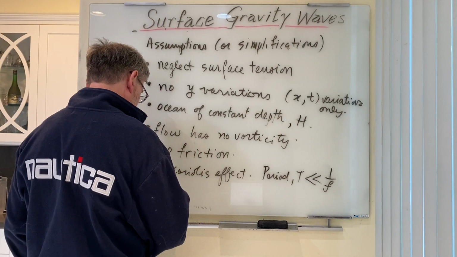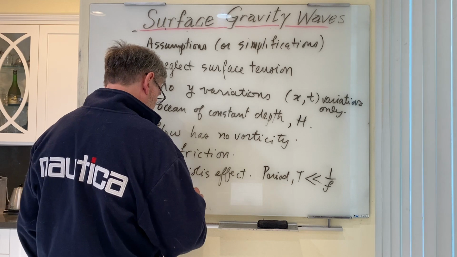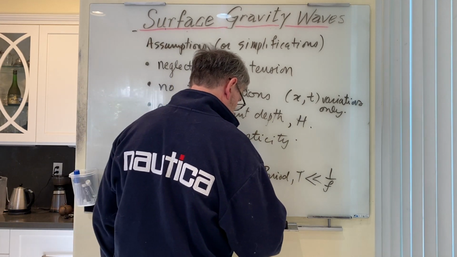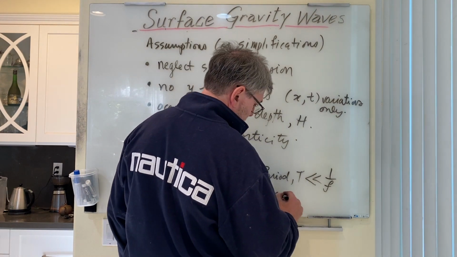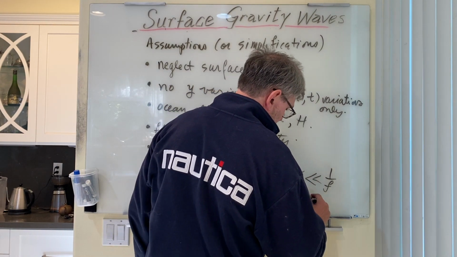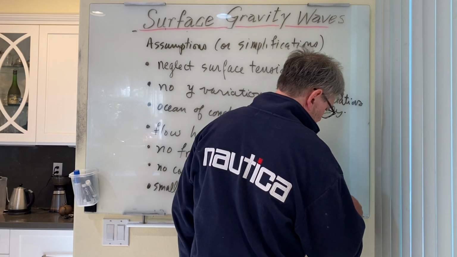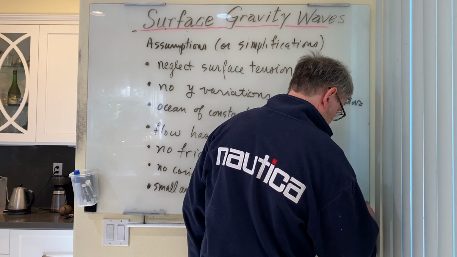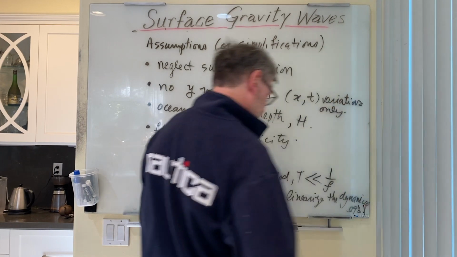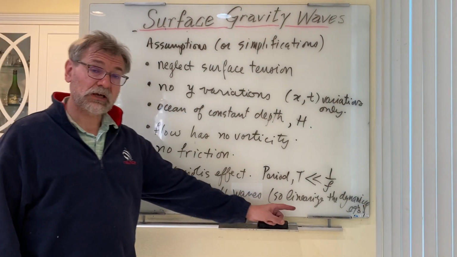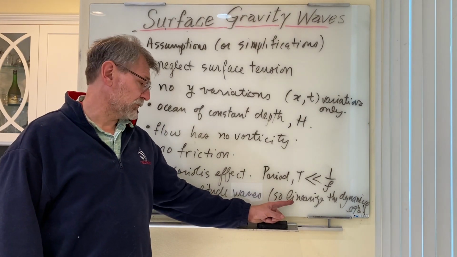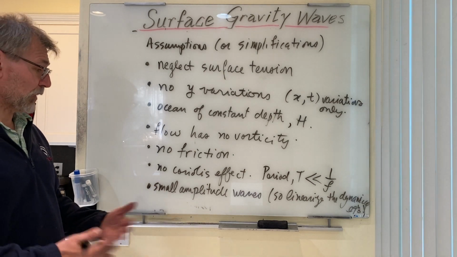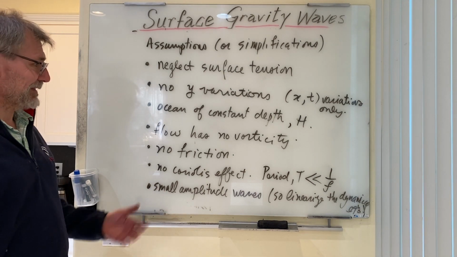This one, very important one, small amplitude waves. And we do this so that we can linearize the dynamical equations. Linearize the dynamical equation. In other words, every nonlinear term, we're just going to throw them out, assuming that they're small. The nonlinear terms go like the product of small quantities, which is smaller than the main effects, so we can neglect them.